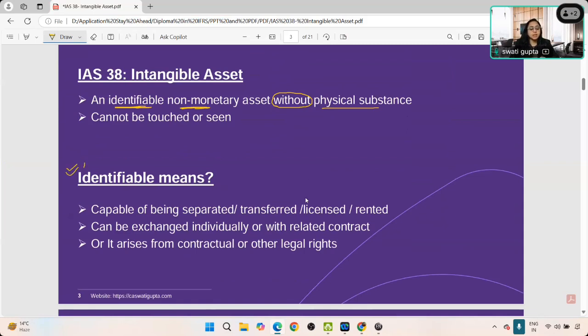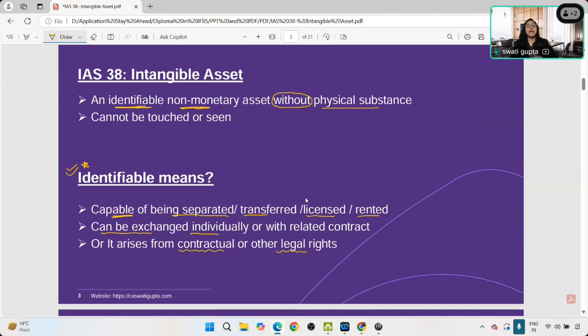Identifiable is a very important definition: this intangible asset which does not have physical presence should have the capacity of being separated, transferred, licensed, rented, maybe given as a franchise license, maybe put on rent, and you collect rent from it. It can be bought or sold separately, individually, or with another related contract, any related asset. It can be sold and exchanged individually. It arises from contractual and legal rights.